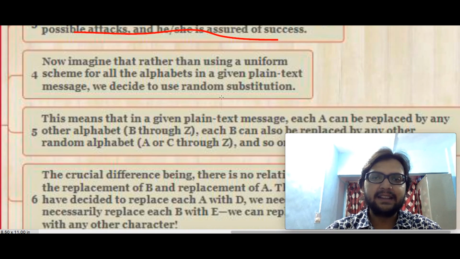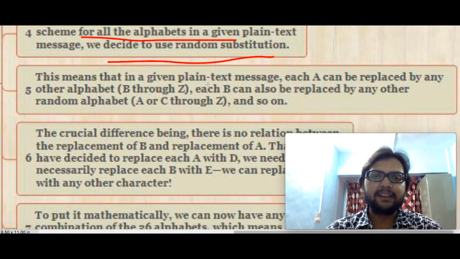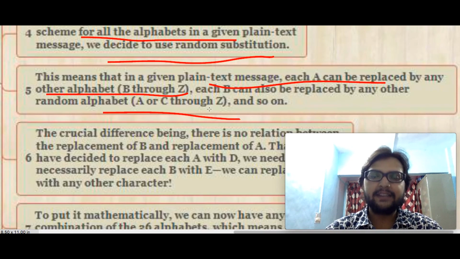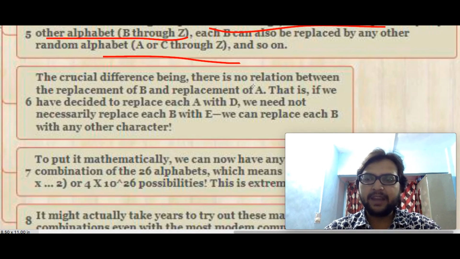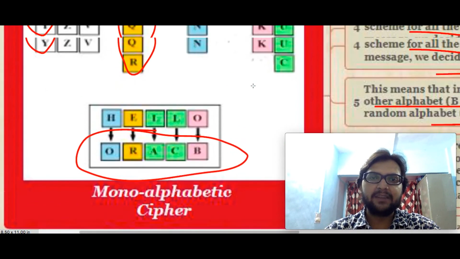Now imagine that rather than using a uniform scheme for all the alphabets in a given plain text message, we decide to use random substitution. That's what we discuss now. This means that in a given plain text message, each A can be replaced by any other alphabet from B to Z. B can be replaced by any other alphabet from A or C through Z, and so on. A crucial difference is that if B occurs more than once in our message, then once we replace B with some other alphabet, and again B with some other alphabet.